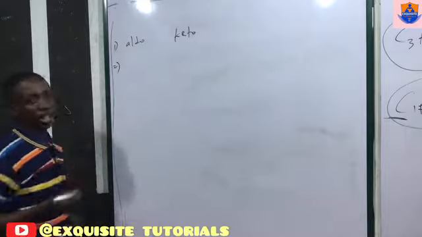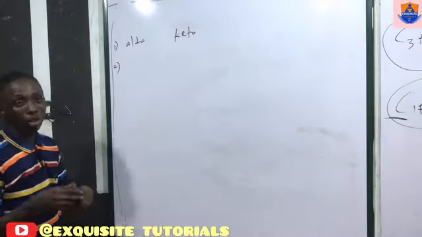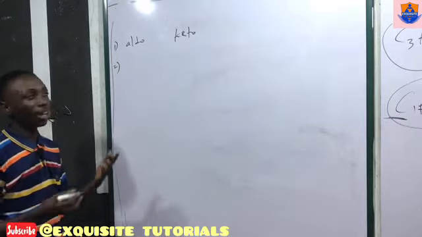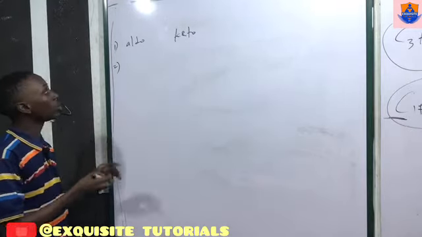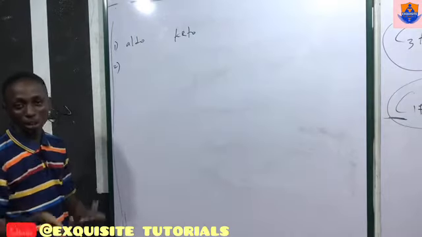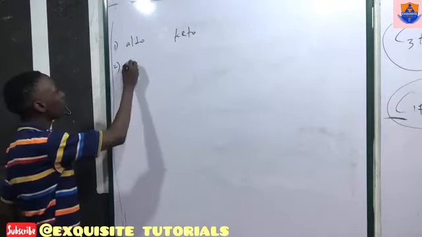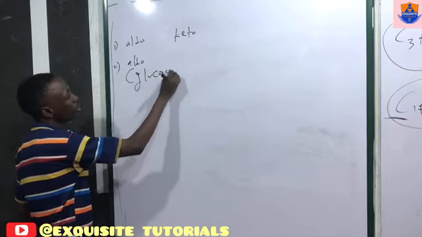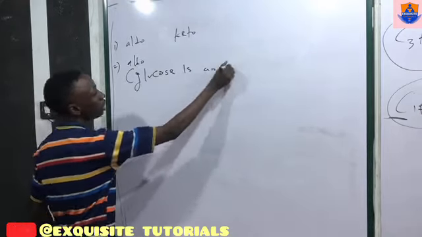Now I remember saying glucose is what sugar? If you know the answer, you can pause here and check. Is glucose an aldo or a keto sugar? You are correct if you went for aldo sugar. Glucose is an aldo sugar.